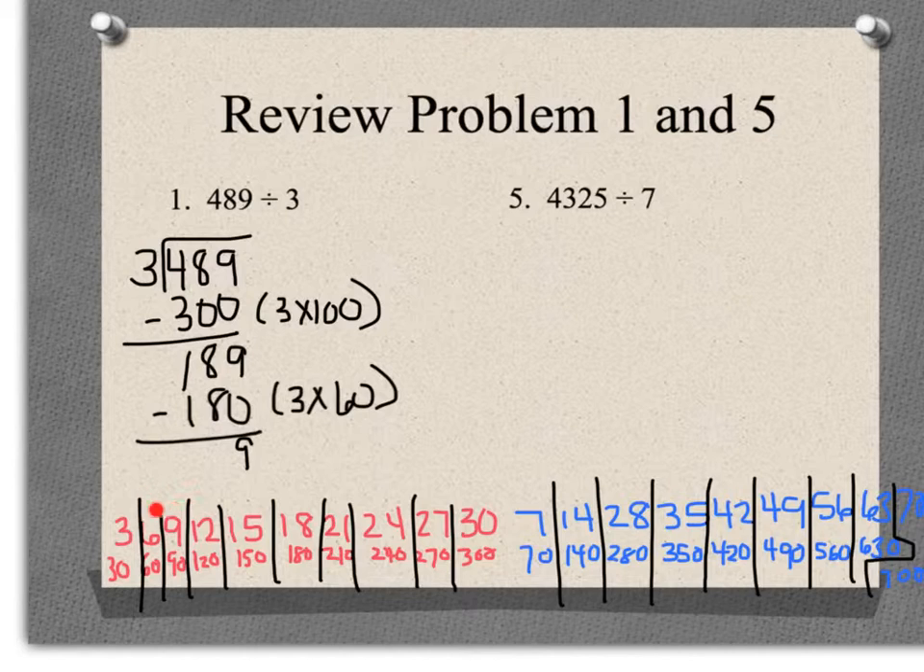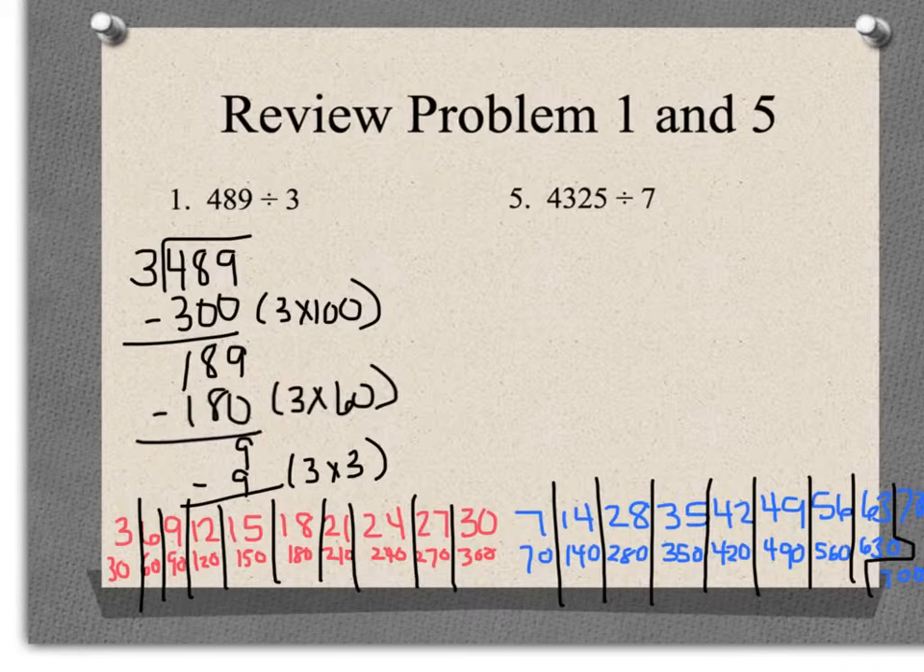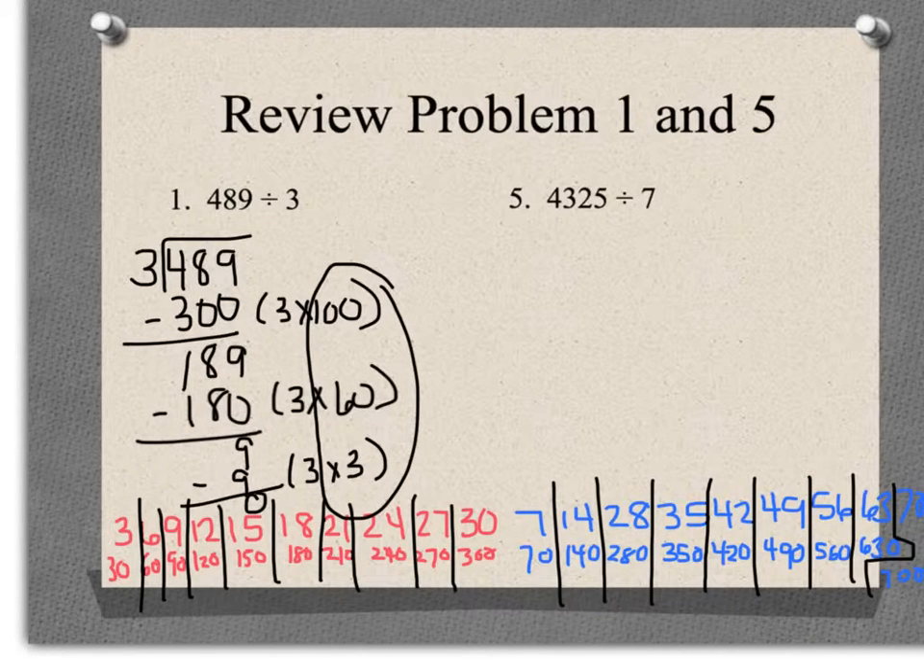I see 9 is a multiple right there, so I can subtract 9. That represents 3 times 3. Leaving me with nothing left over. Nothing is less than 3. I know I'm done. 163 gives me the answer 163.